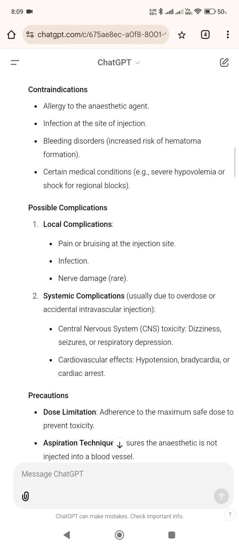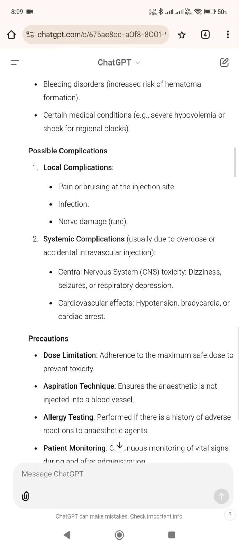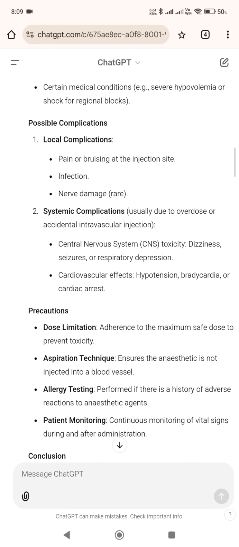Contraindications: allergy to the anesthetic agent, infection at the site of injection, bleeding disorders, increased risk of hematoma formation, certain medical conditions, e.g., severe hypovolemia or shock for regional blocks.